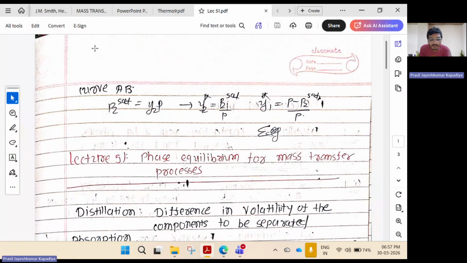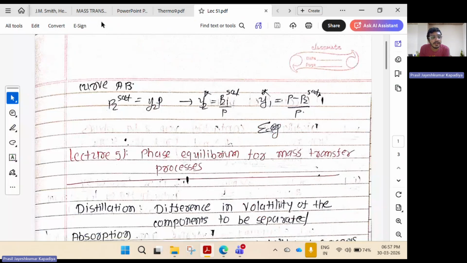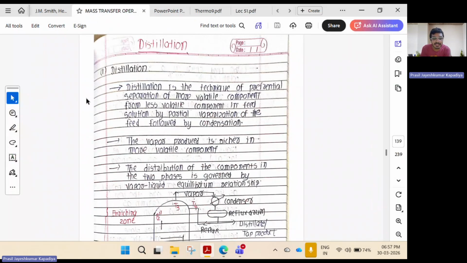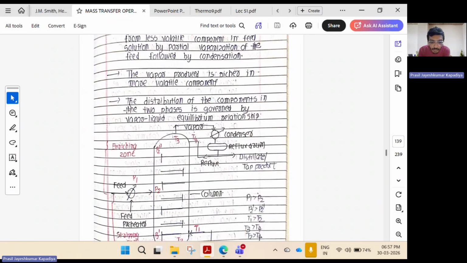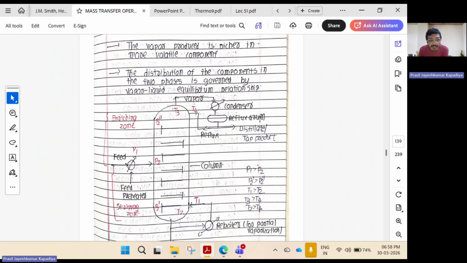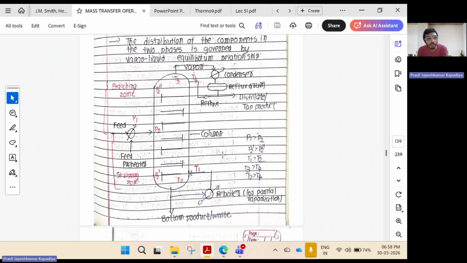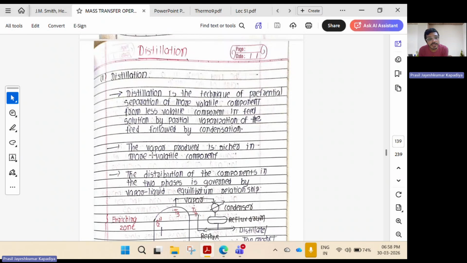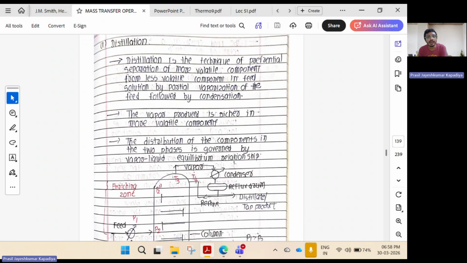distillation. So what is happening in distillation? We know that distillation is a technique of preferential separation of more volatile component from less volatile component in a feed solution by partially vaporizing the feed followed by its condensation. So whatever is the more volatile compound, it will be rich in distillate, and whatever is less volatile compound, it will be rich in bottoms. The vapor produced is richer in more volatile component, and distribution of components in two phases is governed by vapor liquid equilibrium relationship. That is what we learned, how to obtain vapor liquid equilibrium.